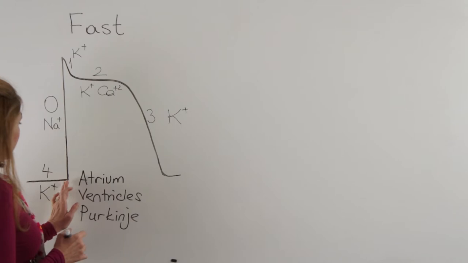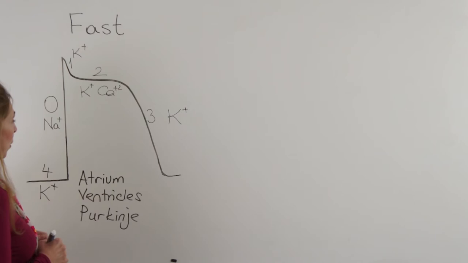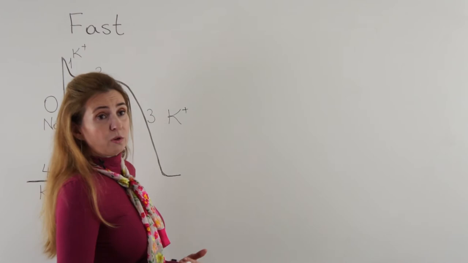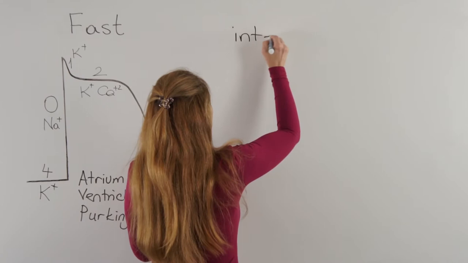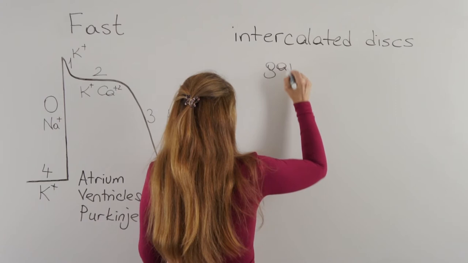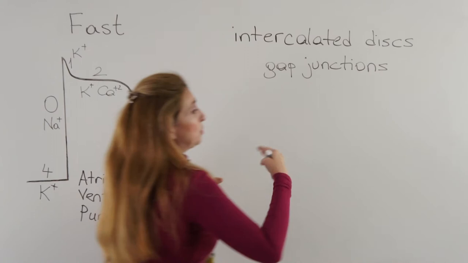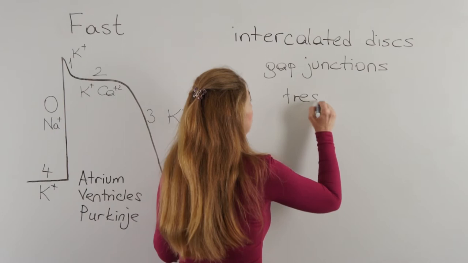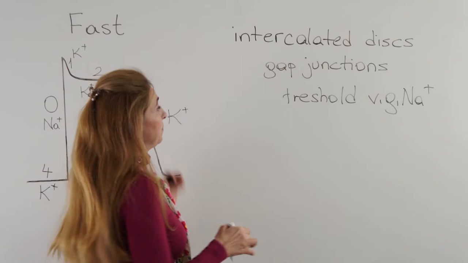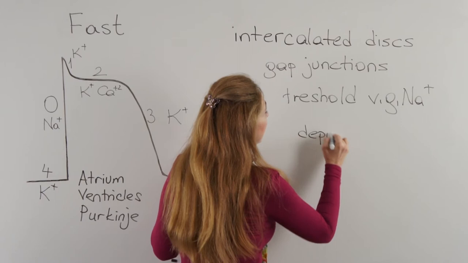So when the cell is depolarized a little bit, voltage-gated sodium channels are going to open. How is the cell depolarized? If you ask how the cell is depolarized a little bit, how do we reach the threshold of the voltage-gated sodium channels? The answer is the intercalated discs. In between all the cells in the heart, there are intercalated discs that contain gap junctions. Through these gap junctions, small depolarizations will move on to the next cell and bring the next cell to the threshold of the voltage-gated sodium channels. After that, the story is similar. Some voltage-gated sodium channels open and the cell depolarizes further.